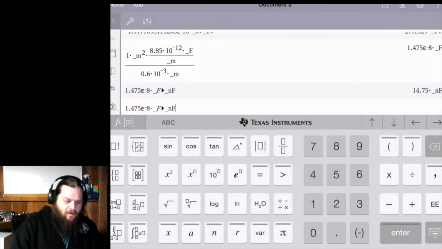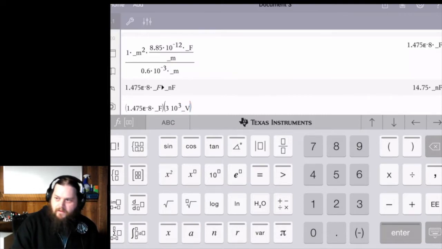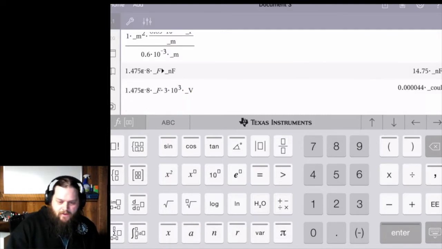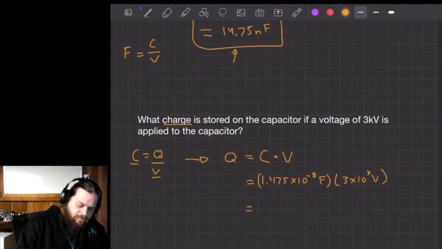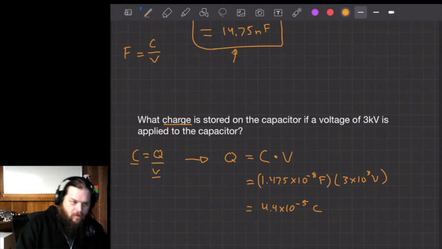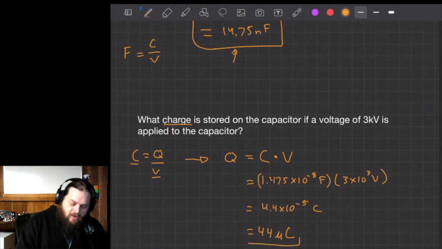So I still got my value here. And I'm going to multiply that times 3 times 10 to the third volts. And that gives us 0.000044 coulombs. So that's basically 4.4 times 10 to the negative fifth coulombs. Might as well move that decimal place one more to the right, because that's basically going to equal 44 microcoulombs, which is about standard unit of measurement for coulombs. So that's the charge on each of those plates.